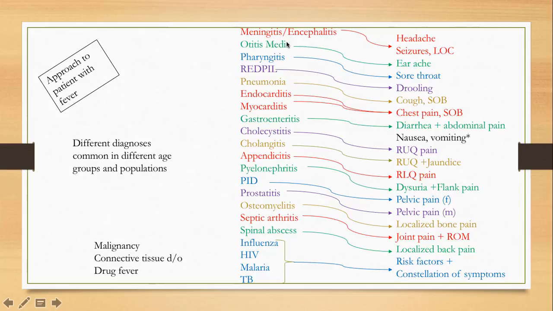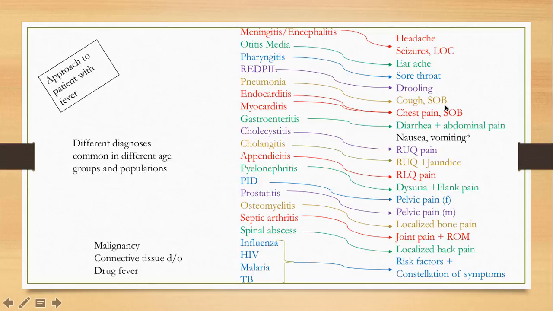So for example, you can see a patient with meningitis can have headache and seizures and loss of consciousness, and a patient with otitis media will have earache. A pharyngitis patient may have a sore throat, and then you remember the red pill diagnoses. This is a set of diagnoses in ear, nose and throat, where whenever people have these diseases, they can have drooling, which usually is a red flag situation where we must take action, because this means the upper airway is getting obstructed.